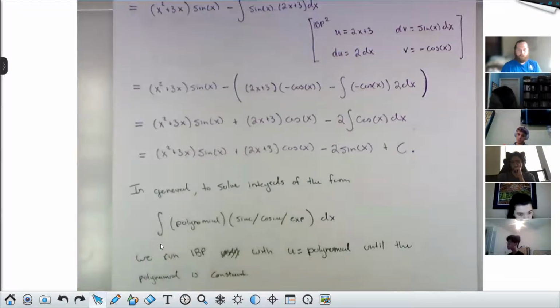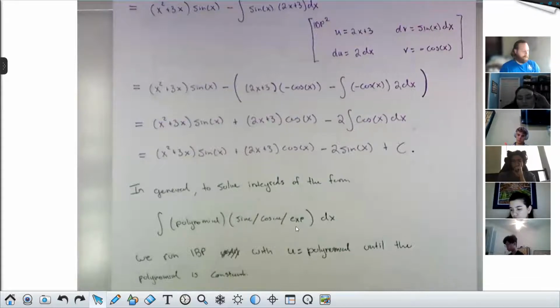Each time you run integration by parts with u equal to the polynomial piece, you will differentiate the polynomial piece one time. So if you have a degree 2 polynomial at the start, you'll have to run integration by parts twice, because you differentiate a quadratic twice and it becomes constant. If you have a degree 3 polynomial here, you'll have to run integration by parts 3 times. So like x cubed times e to the x, that's 3 runs of IBP. x to the 4 times e to the x, that's 4 runs of IBP.